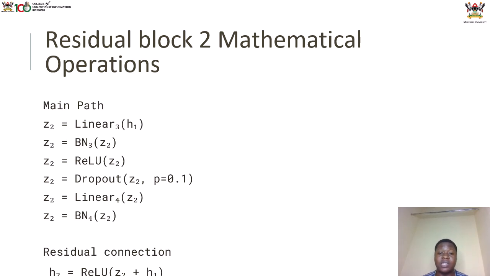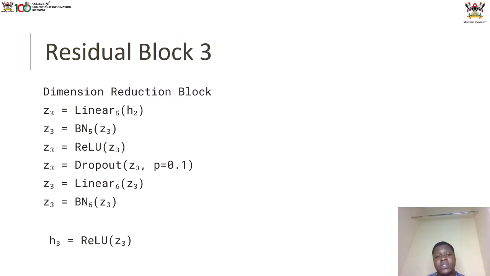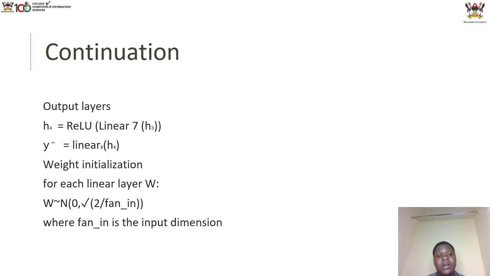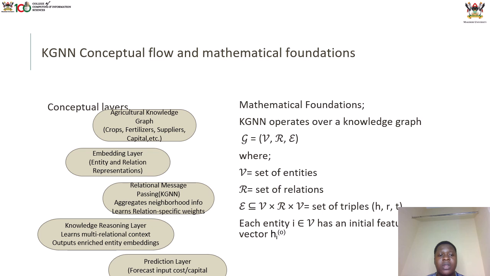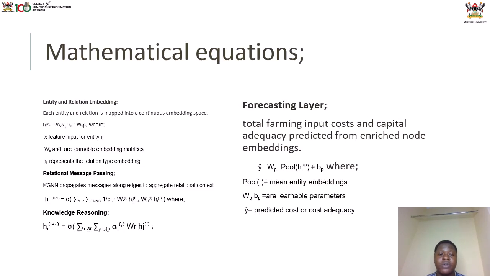It has mainly two blocks. There is block one, there is block two. So these are concatenated into one in order to make the model more accurate and have a higher precision. Then there's also block three here. There's a continuation of block three there. Then I will now take you through the knowledge graph neural network, its conceptual flow and mathematical foundations. So those are the mathematical foundations involved in that model, and these are also its other equations.